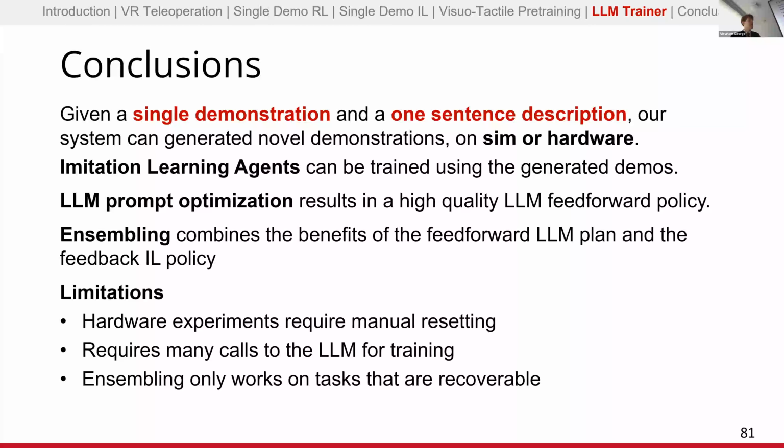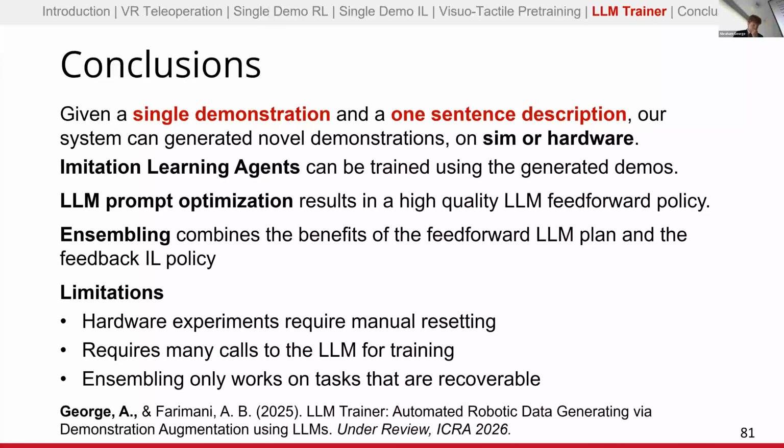And then finally, ensembling only works on tasks that are recoverable. Because we assume that we can execute the LLM feed-forward policy until it fails, then switch over to imitation learning to fix it. It only works for those recoverable tasks, or for tasks where you have demonstrations of recovery. And this work has been submitted to ICRA 2026.